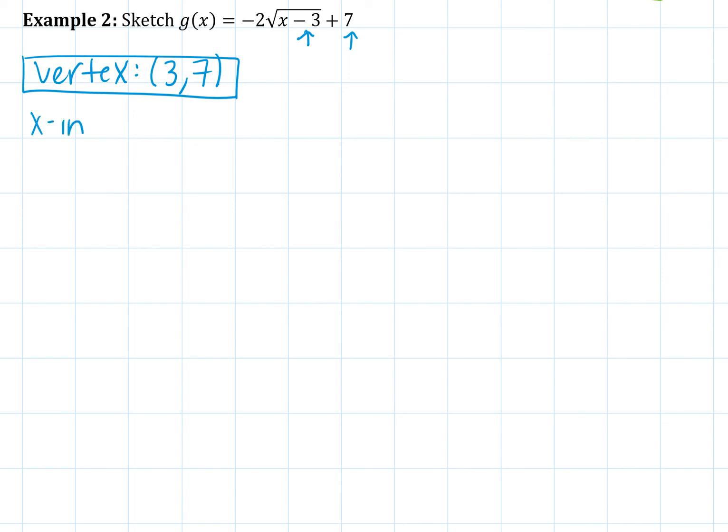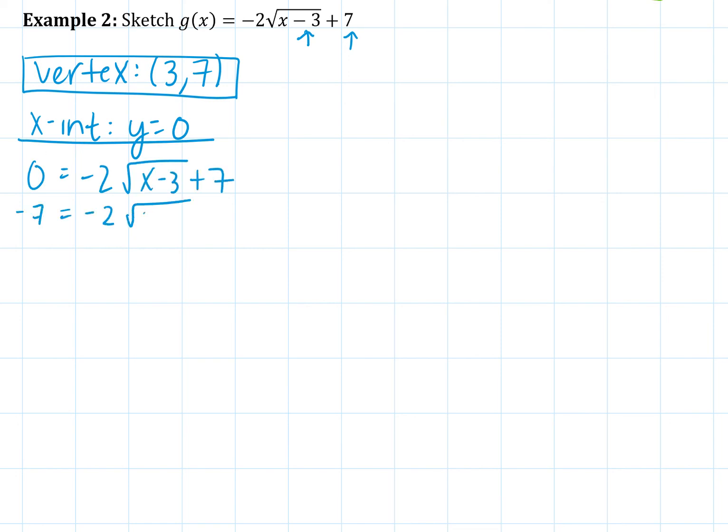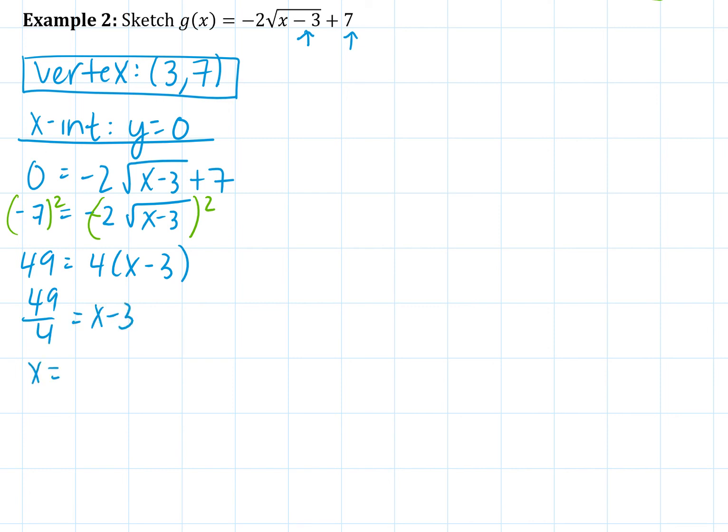Now we'll find our x-intercept by setting y equal to 0, and then isolating the root, except perhaps for a coefficient. Get that negative value in there. So we have 49 is 4 times x minus 3. So we have 49 over 4 is x minus 3. X is whatever this number is, 49 over 4 plus 3.